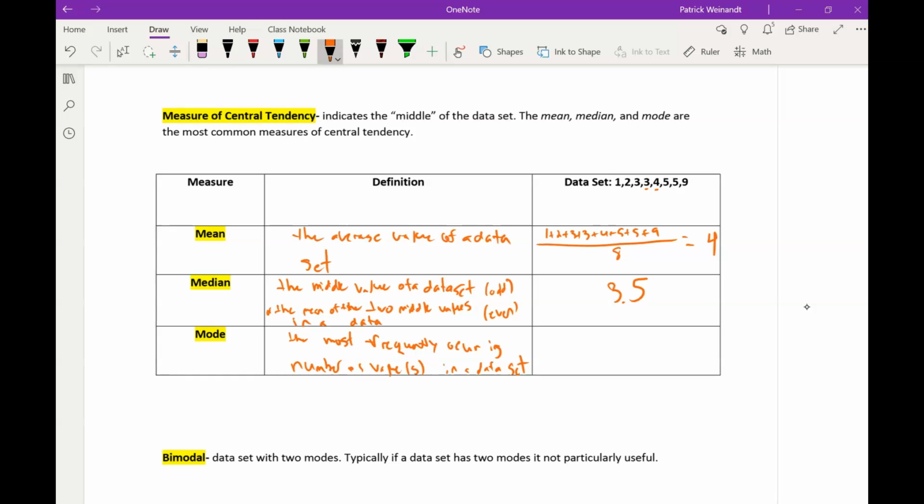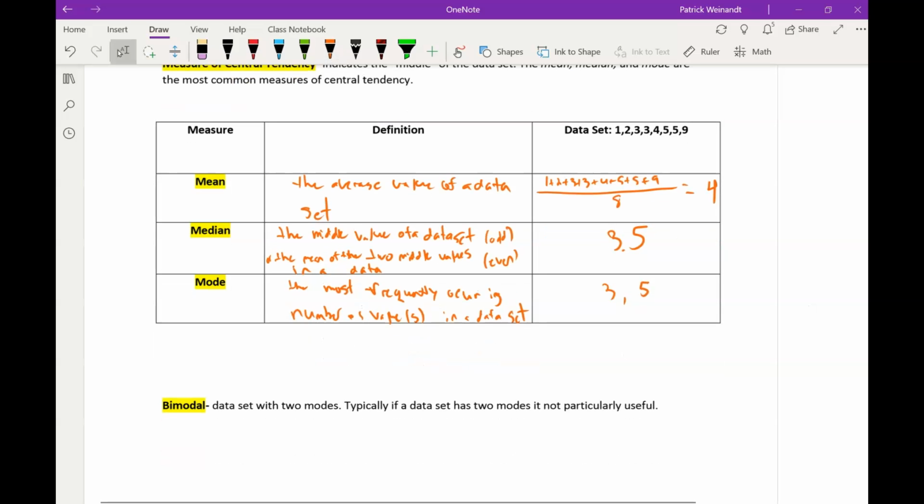The median is 3.5. The mode is the most frequently occurring. We have a 3 occurring twice, and we have a 5 occurring twice. Those are our modes, 3 and 5. So a quick review there. That's something that you guys have worked through a lot. A data set is said to be bimodal if it has 2 modes. Bi means 2, modal, that kind of makes sense. Typically if a data set has 2 or more modes, it's not particularly useful to use that measure of central tendency.